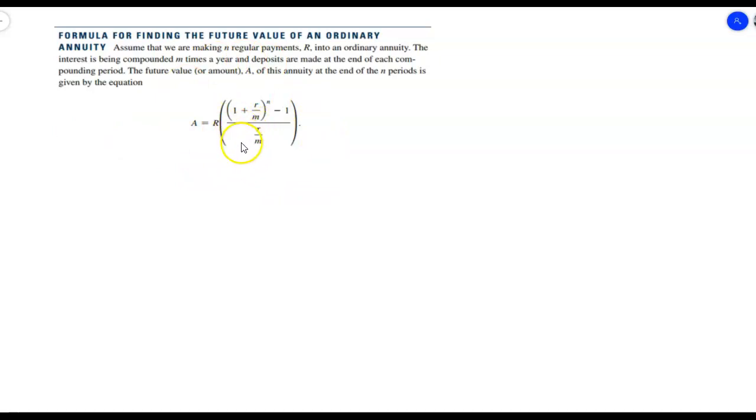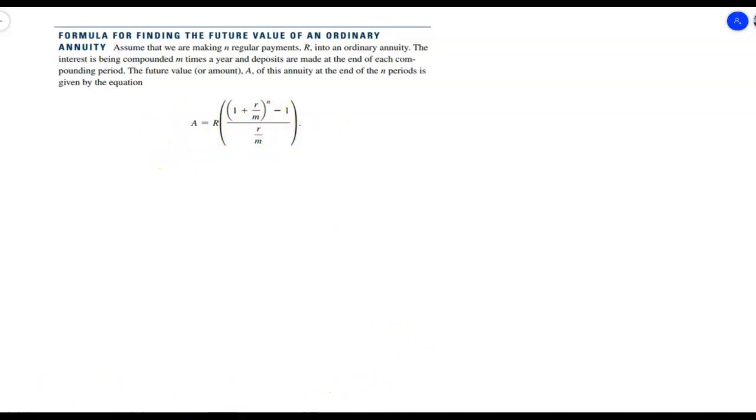All right, so some of these variables we've already used before, and we're going to be using them again in the same way. So r is going to be the interest rate. m is going to be the number of compounding periods per year, and n is going to be the total number of compounding periods. And R is going to be our regular monthly payment. So it has to be a set amount that we pay each month, and that's our R. And then A is the total value, including all interest and principal, for this annuity.